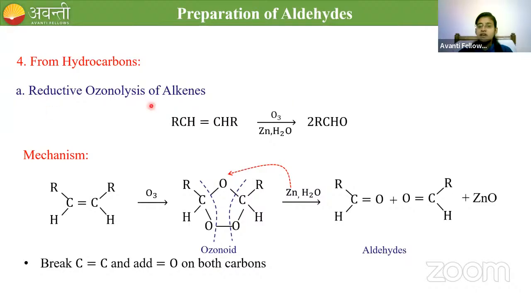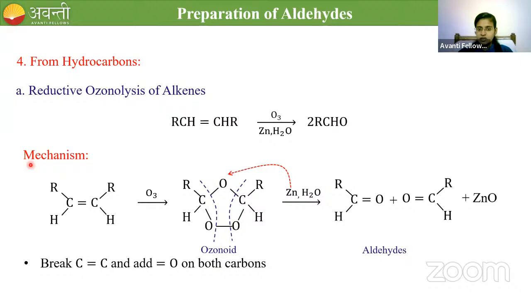In this reductive ozonolysis, we have to use a reducing agent. All the metals are reducing agents, right? So zinc with H2 is the reducing agent here. This leads to the formation of aldehyde. We get 2 moles of aldehyde from this. How is it obtained? The mechanism is given.